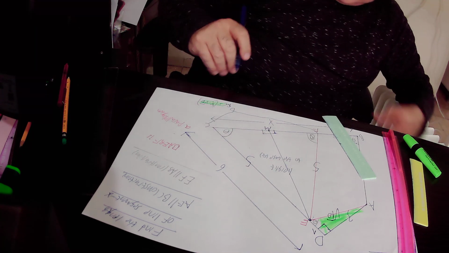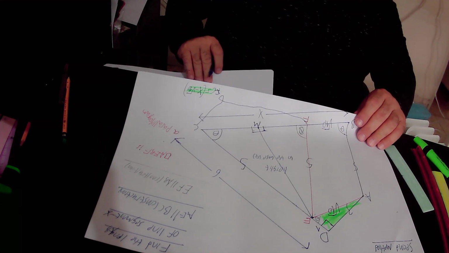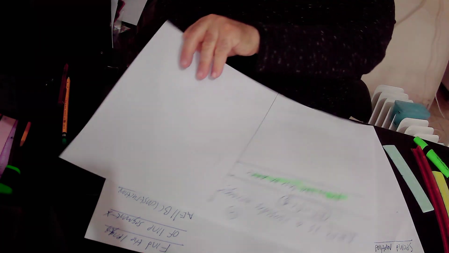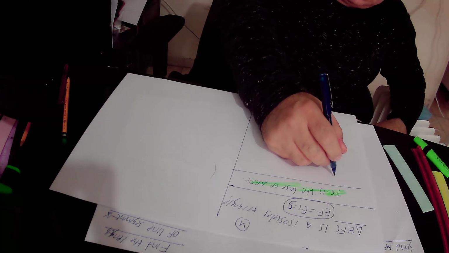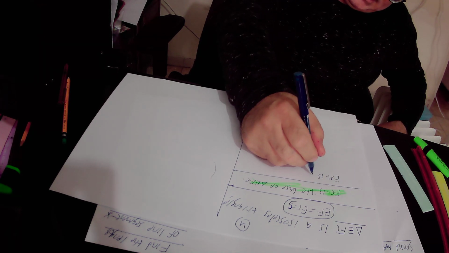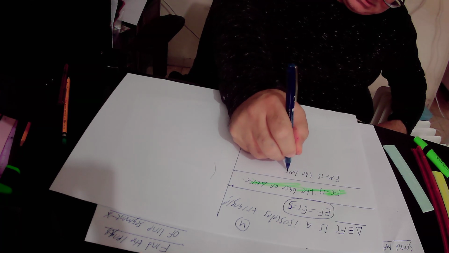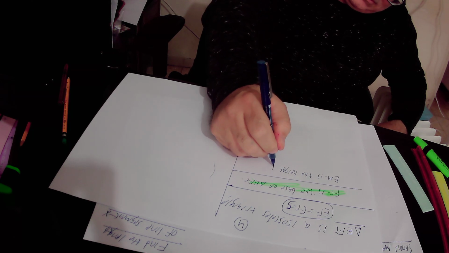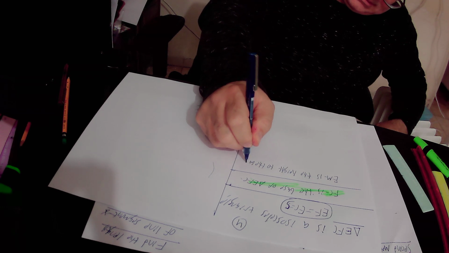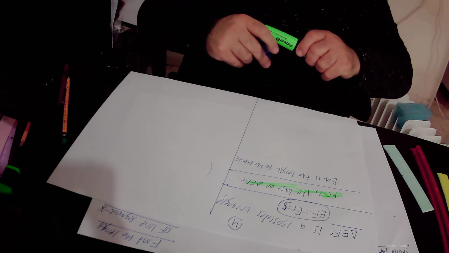So I write it here that EM is the height, line segment EM is the height to the base FC. Okay?